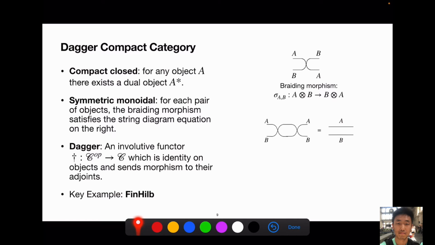Next, it has a Dagger structure, which is an involutive functor from the opposite category into the category itself, which acts on objects as identity and sends morphisms to their adjoints. If you are familiar with quantum mechanics, this Dagger comes up quite a lot, but this is a generalization in terms of category theory. And the key example for a Dagger compact category is the category of finite dimensional Hilbert spaces.